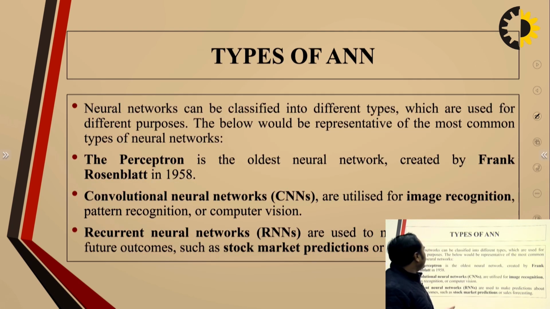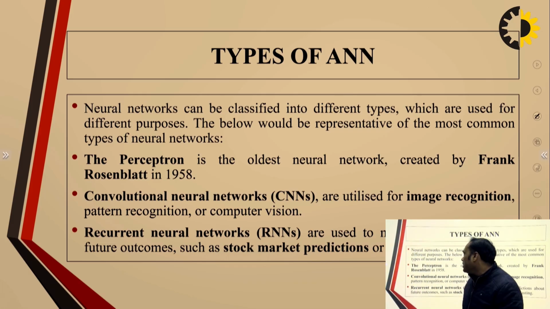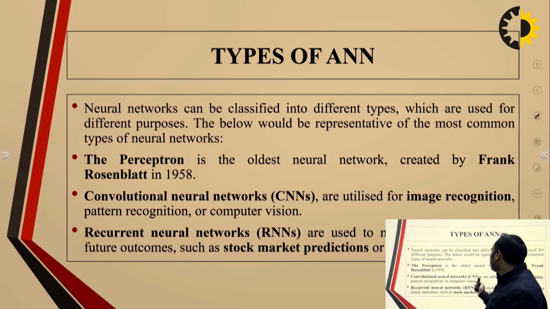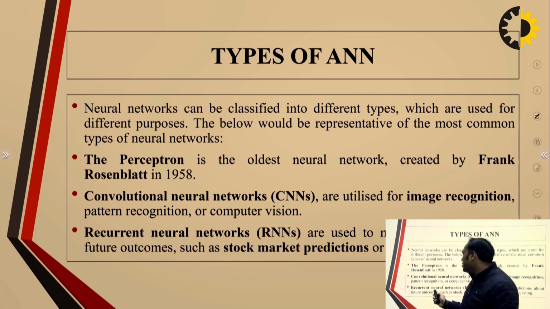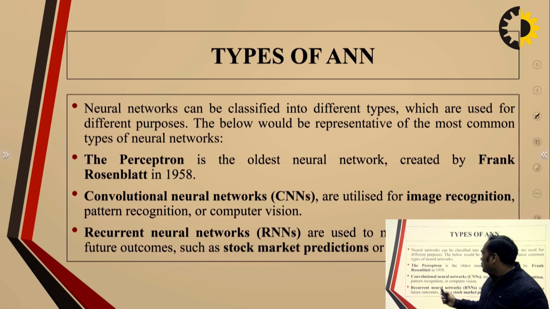So types of NN are divided into many categories, like the perceptron. The perceptron is the oldest neural network, created by Frank Rosenblatt in 1958. So this concept was invented by Rosenblatt in 1958.